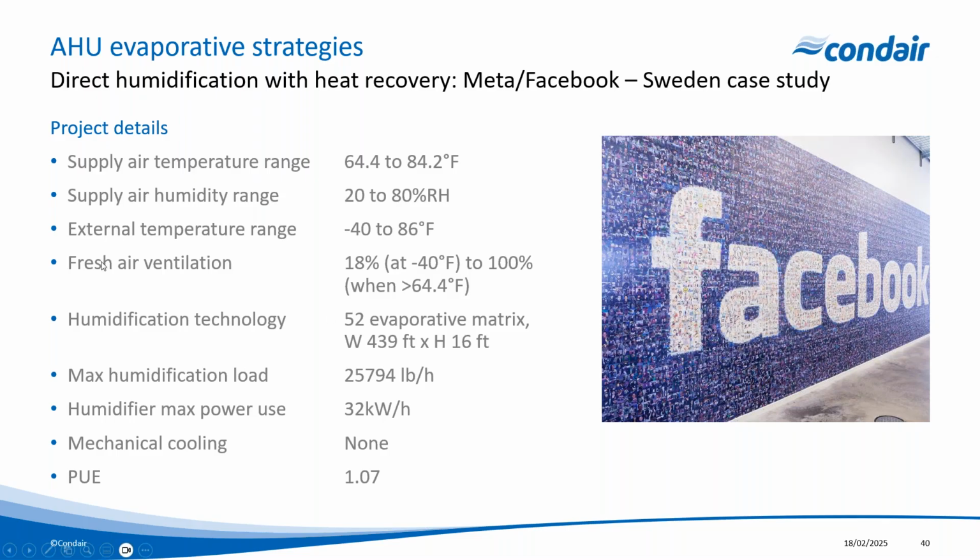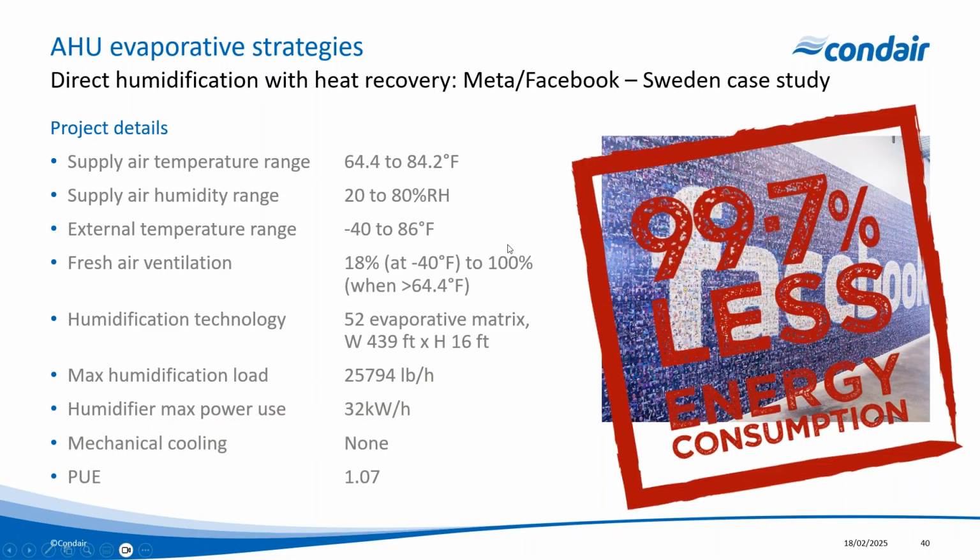So in the end, we ended up supplying 52 evaporative systems with a max humidification load of about 25,794 pounds an hour, but a total humidifier max power usage of only 32 kilowatts. So there's no mechanical cooling, no additional systems installed here for cooling. So overall PUE ended up being around 1.07. If you were to compare the power consumption used for the evaporative systems for humidification compared to, say, a more traditional electric or isothermal steam system, the evaporative systems would actually represent 99.7% less energy consumption. So huge potential savings from the humidification side.